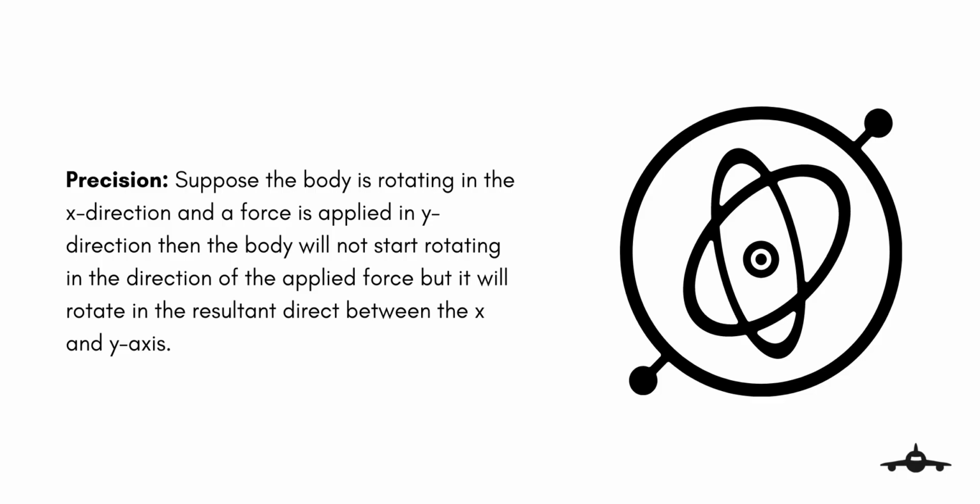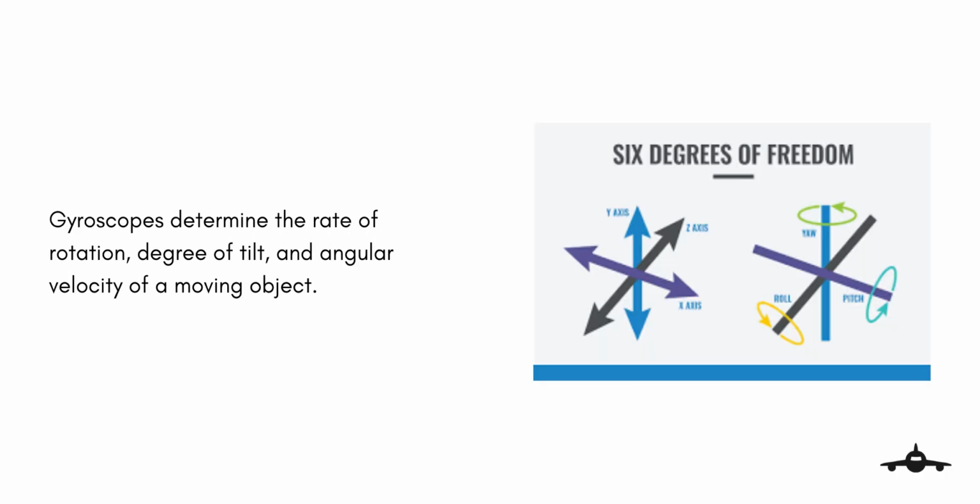Suppose the body is rotating in the x direction and a force is applied in the y direction. Then the body will not start rotating in the direction of the applied force, but it will rotate in the resultant direction between the x and y axis. Gyroscopes determine the rate of rotation, degree of tilt, and angular velocity of a moving object.